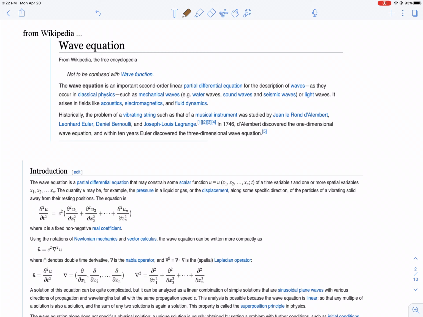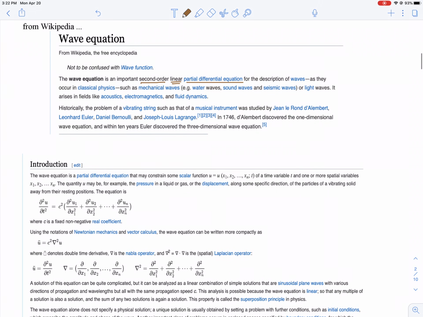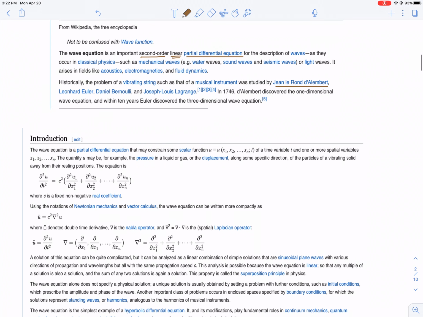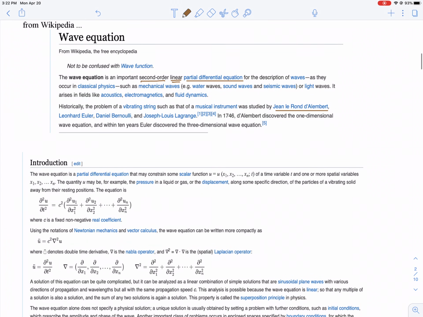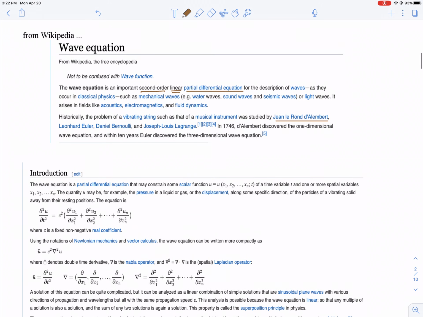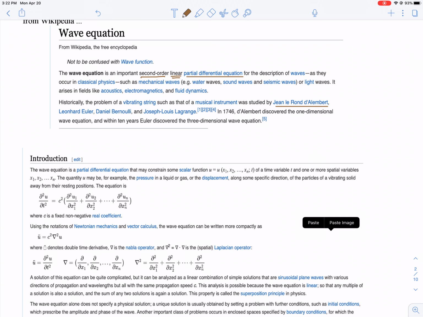Okay, so the wave equation is a second-order linear partial differential equation. It tries to describe wave motion, and applications include physics, vibrating strings, sound waves, water waves, seismic waves, light waves. So vastly applicable. Apparently, D'Alembert was the first person to think about vibrating strings, and other famous physicists and mathematicians in the 1700s were also studying this partial differential equation.